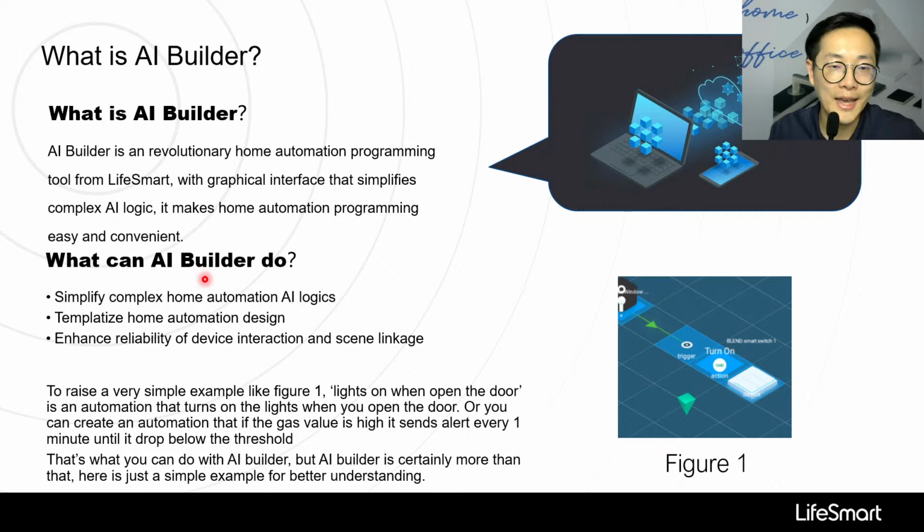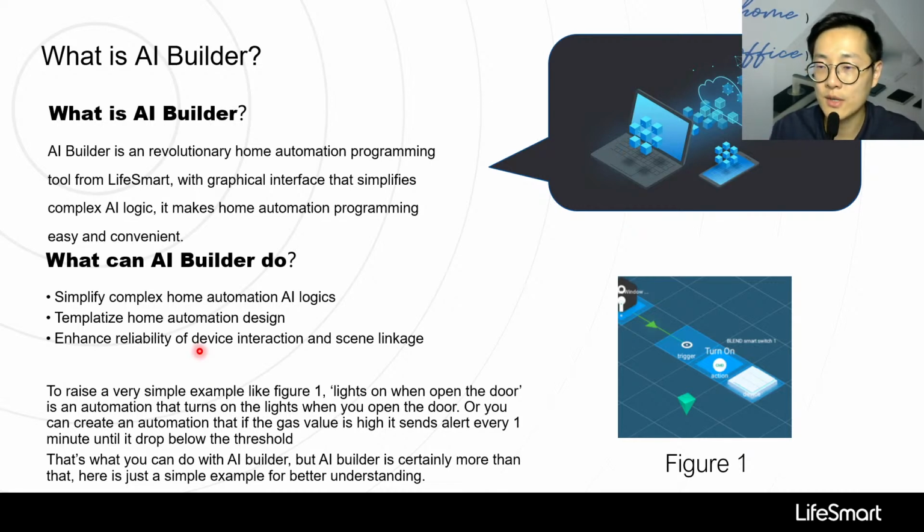So what can AI Builder do? I think it's a very common question from our partners and customers. AI Builder can simplify complex home automation AI logics, and it can make your home automation design into a template, so you can share this template for your users to use. And it can enhance the reliability of device interaction and scene linkage.